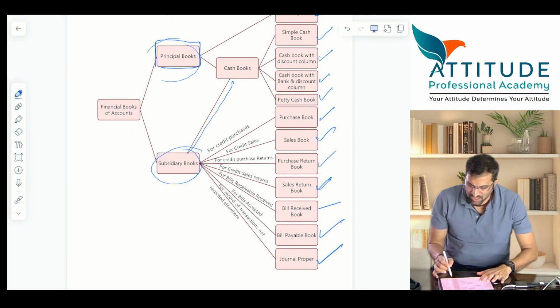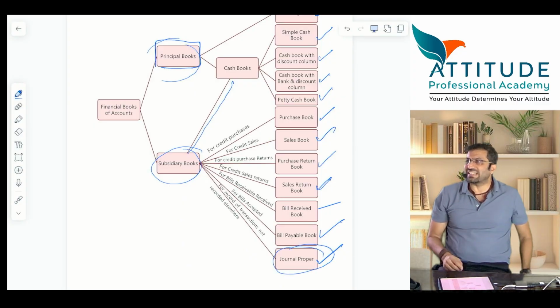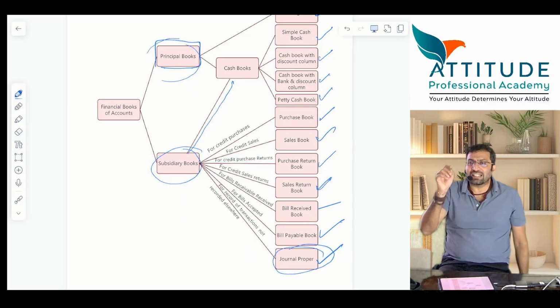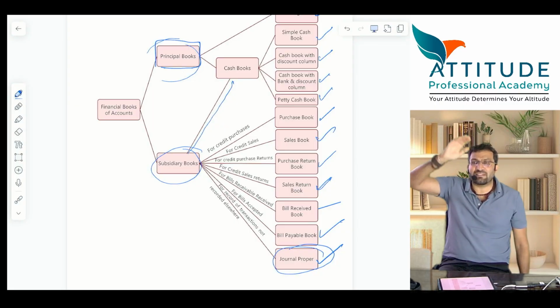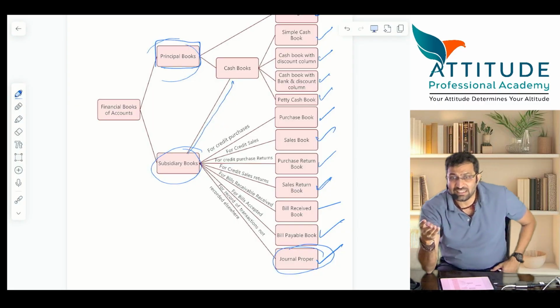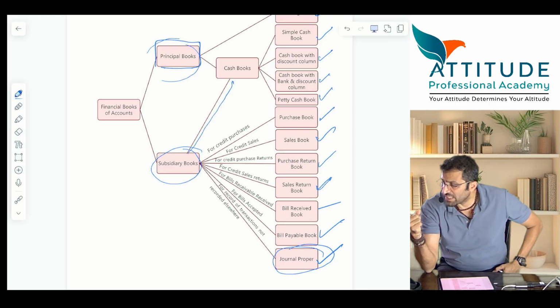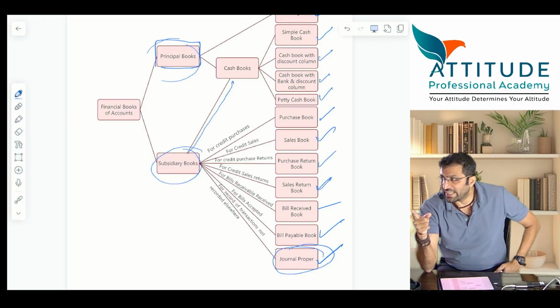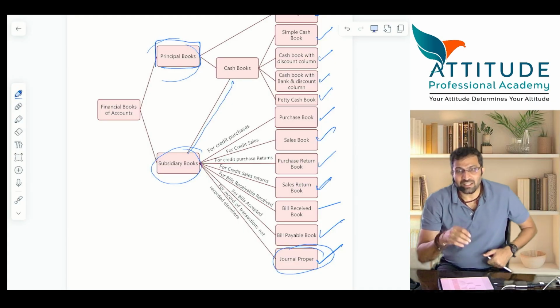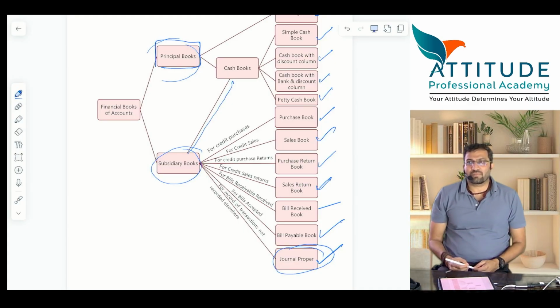Clear? What is journal proper? What transactions are recorded in journal proper? The transactions which are not recorded in the earlier seven books are recorded there. Something like closing entries, depreciation entry, depreciation account debit to asset account, fixed assets purchased on credit, closing stock entry, closing entries, nominal accounts transferred to P&L. All these are recorded in which book? Tell me. Journal proper. Is that clear?